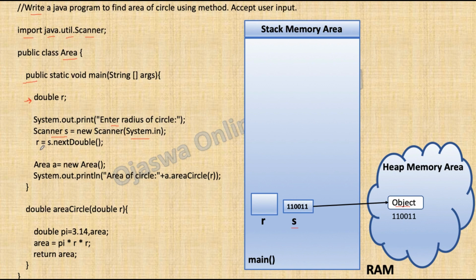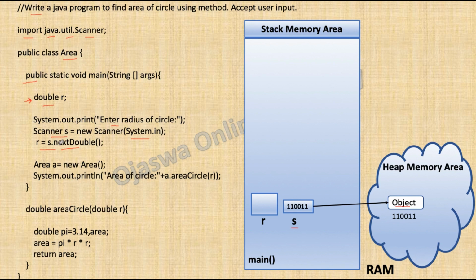The next statement we write is R = S.nextDouble(). To read the input of a certain data type, you are provided with various methods. You need to select the method compatible with the data type. In our program, the data type we have used is double. Hence, we are using method nextDouble. The nextDouble method belongs to the scanner class. Hence, we are calling it on the scanner object.